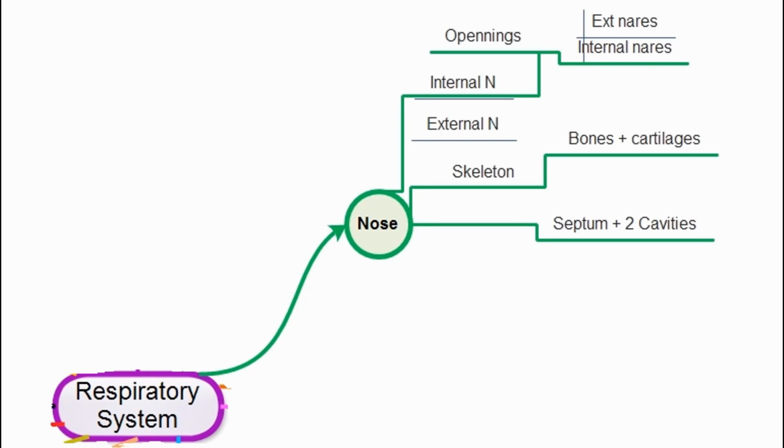Let's have a short idea about the first part of the respiratory system, which is what? It is the nose. Where's the nose? It's in the face. And what are the basic facts about the nose? And that is, it has a skeleton. This skeleton is made of what? It is made of bones and cartilages.